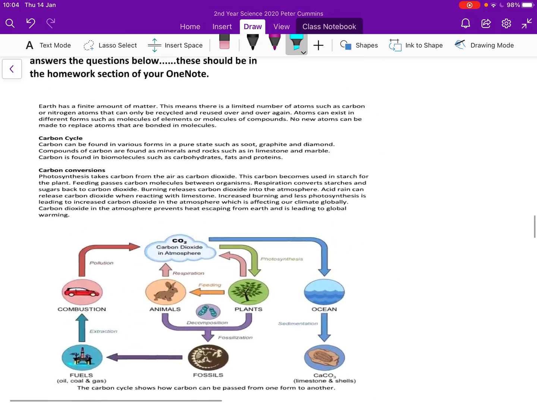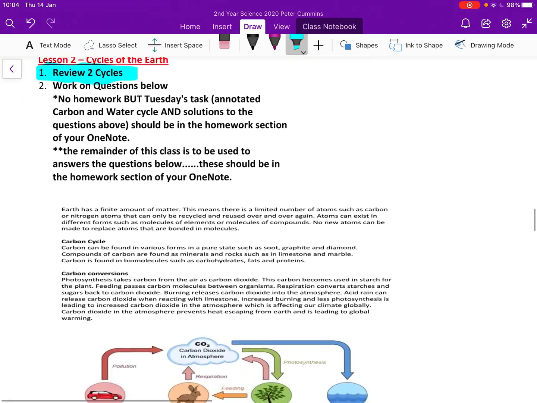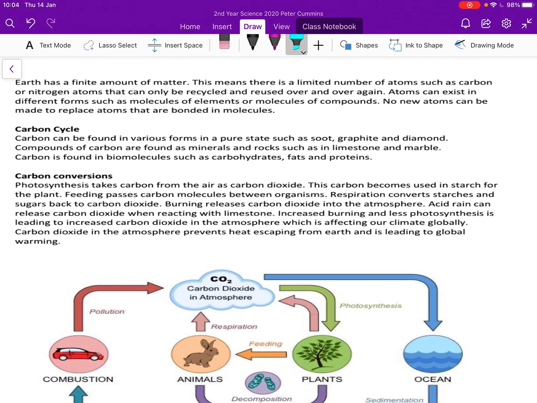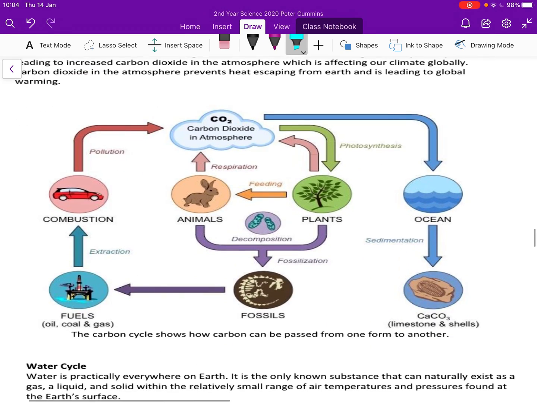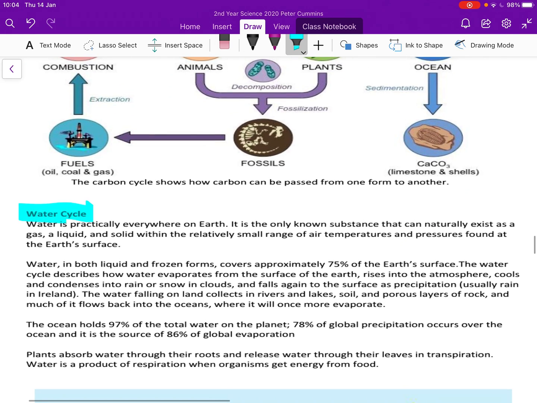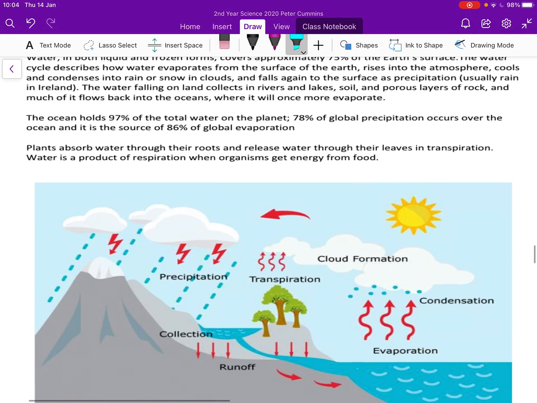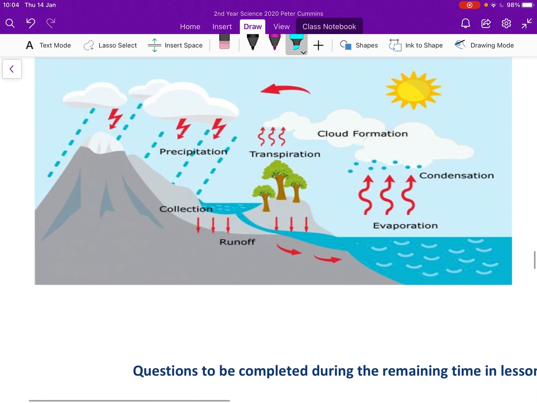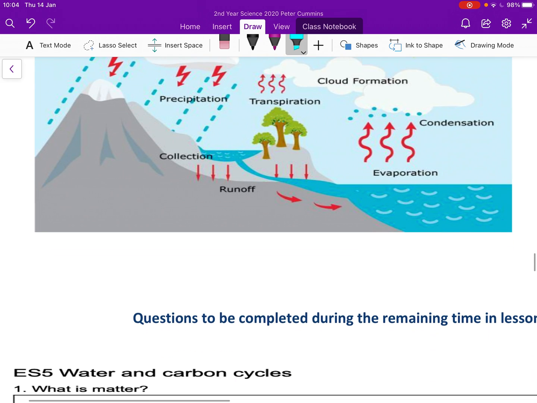And what I've done here, so you're wondering what's all this stuff here, is just another summarized version of the carbon cycle and how you convert carbon. It's just a different diagram. That's all it is. It's the same thing again, just a more summarized version. And then again, I have the same for the water cycle. So another water cycle there. Basically, you have a set of notes up the top, and another smaller condensed set of notes here.